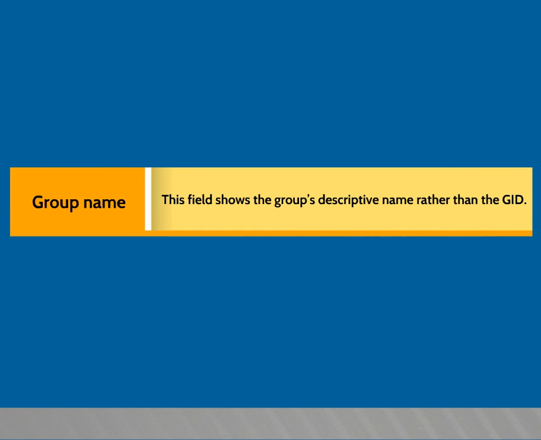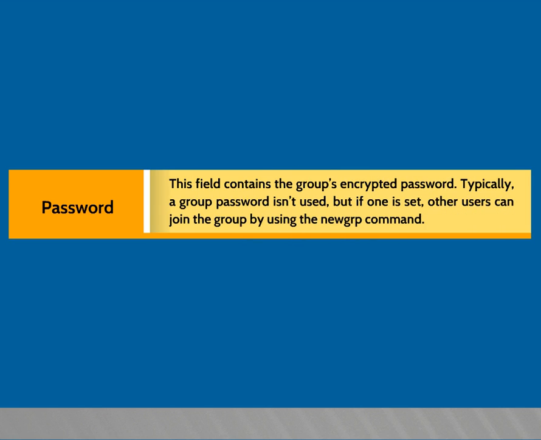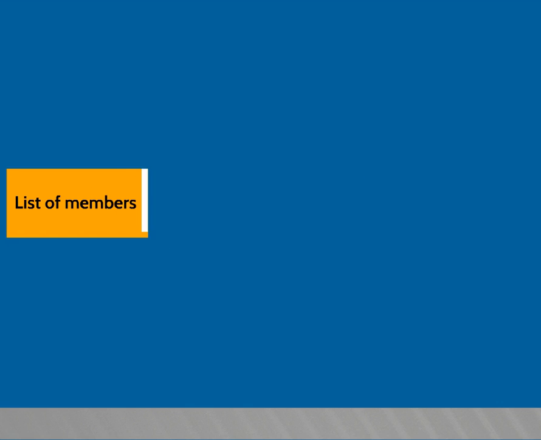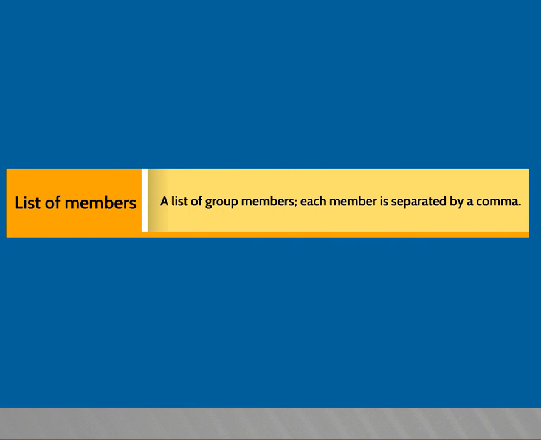Group name. This field shows the group's descriptive name rather than the GID. Password. This field contains the group's encrypted password. Typically, a group password isn't used, but if one is set, other users can join the group by using the newgrp command. Group identifier, that is GID. This unique number represents the group. List of members. A list of group members, each member separated by a comma.